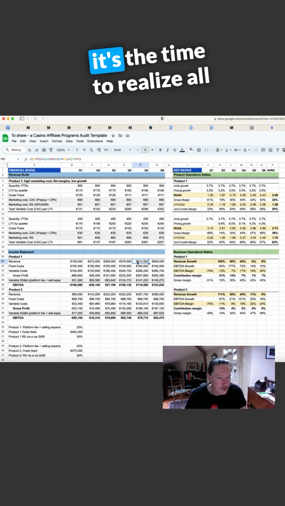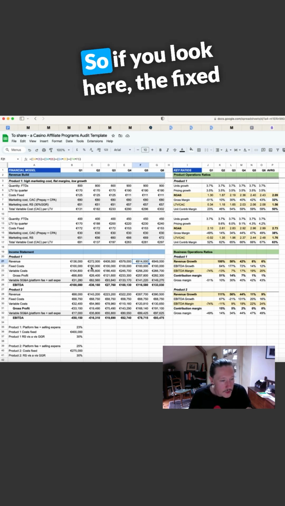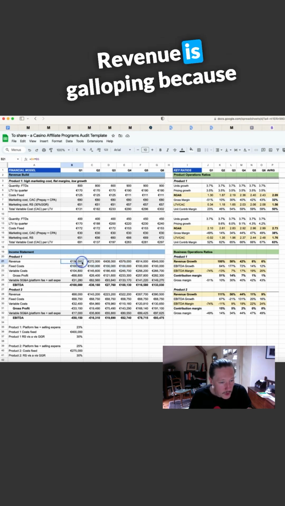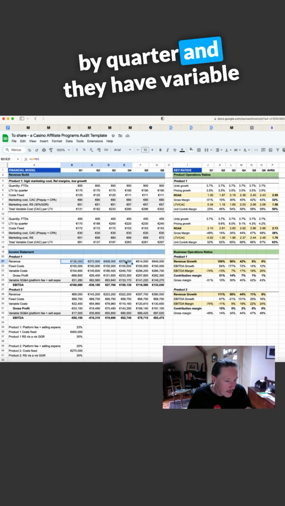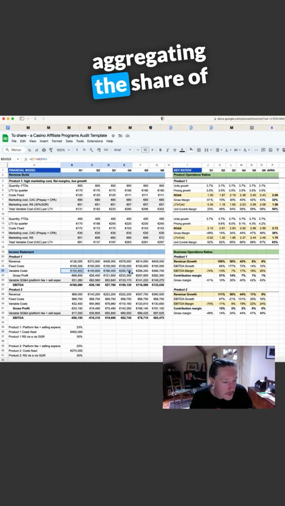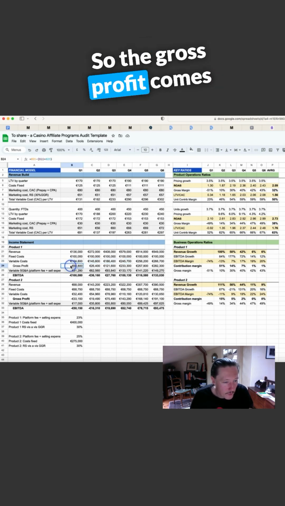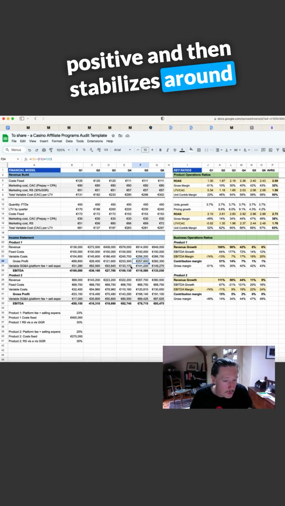margins are flat. It's the time to realize all the gains, and this is where you will see the flat margins that we are talking about. So if you look here, the fixed costs are distributed evenly, the revenue is galloping because it's built through aggregated LTV by quarter, and the variable costs are also the same, they're galloping because all the time it's aggregating the share of revenue and the prepayment of CPA of new players. So the gross profit goes from negative, obviously, to positive, and then stabilizes around certain amounts.